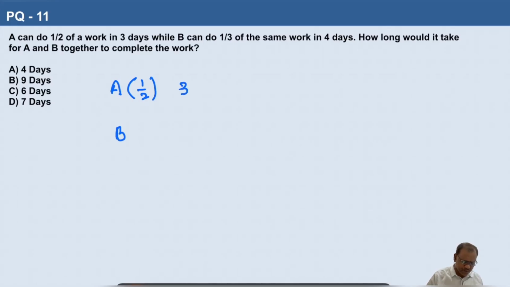So he can do the total work in 6 days. Similarly, B can do 1/3 of the work in 4 days. So he can do the total complete work in 12 days. 3 times 4 is 12. So this is the time taken to complete a work, and if you multiply time with rate, you will get the total work.